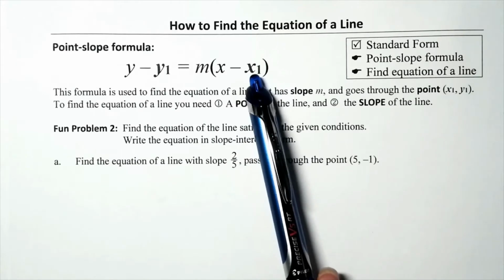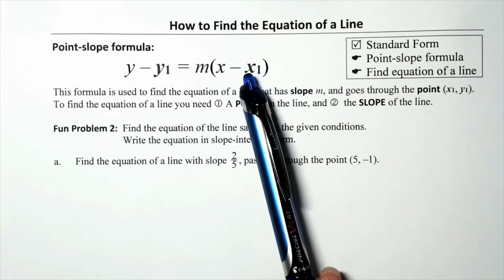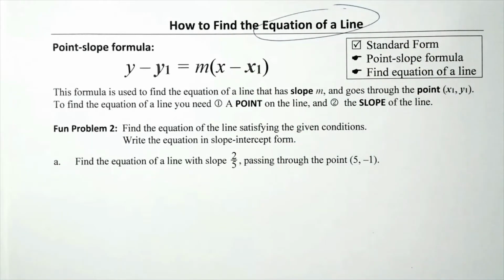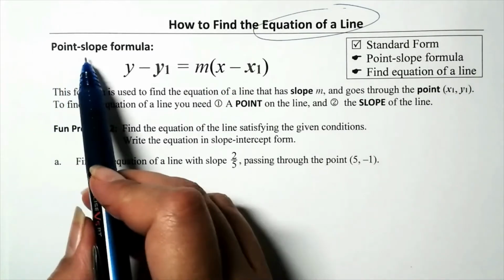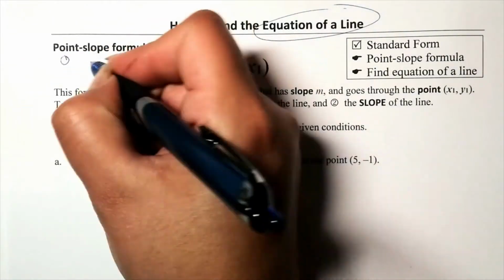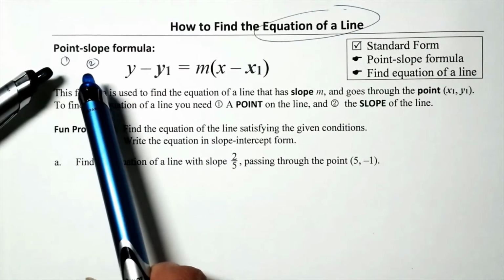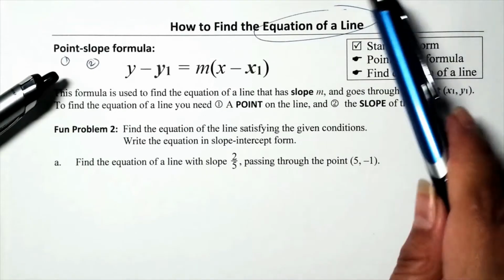And the question is, when do we use it? We are going to use this formula to find the equation of a line. So when do we use the point slope formula? We use it to find the equation of a line. But what ingredients do we need to find the equation of a line? What you need is the words that are in the title. One, you need a point, and two, you need a slope. So if you have a point and you have a slope, then guess what? You have enough information to find the equation of a line.